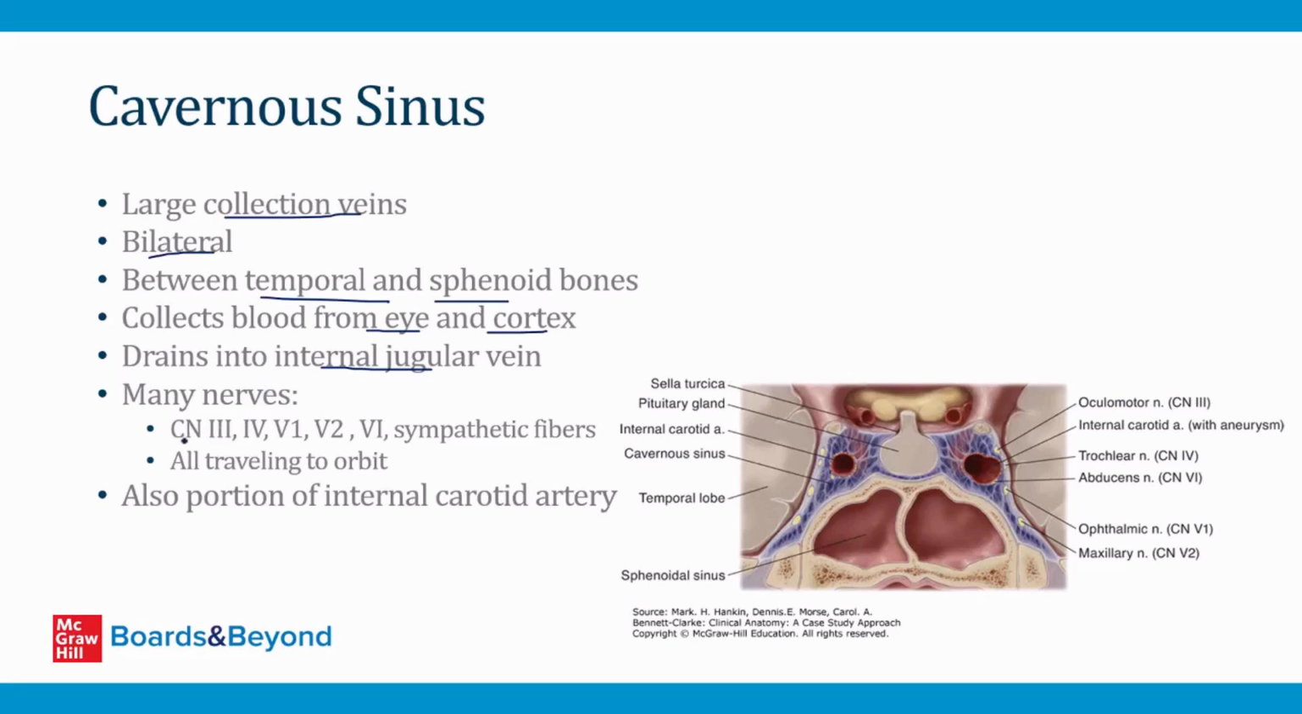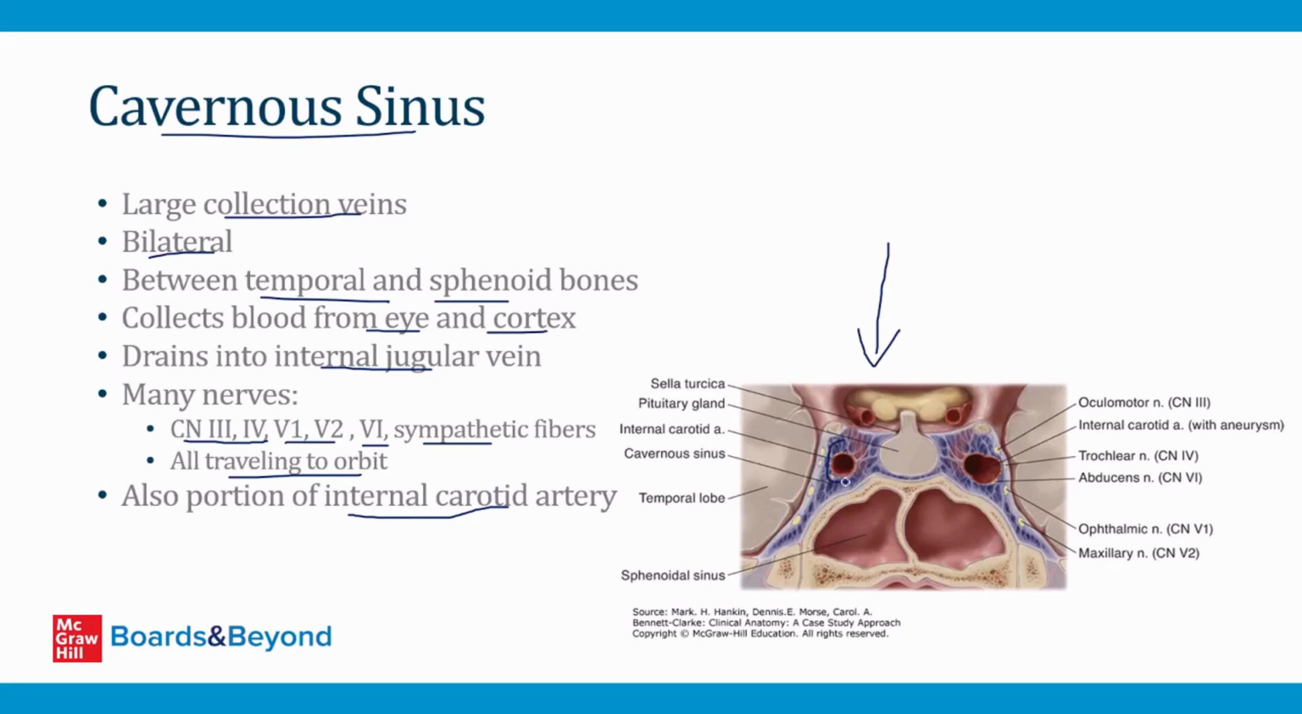So you can find cranial nerves 3, 4, and 6 within the cavernous sinus. You can also find the V1 and V2 branches of cranial nerve 5, and you can also find sympathetic fibers. All these nerves are traveling to the orbit through the cavernous sinus. And then, as I said, in addition, you can find a portion of the internal carotid artery within the cavernous sinus.